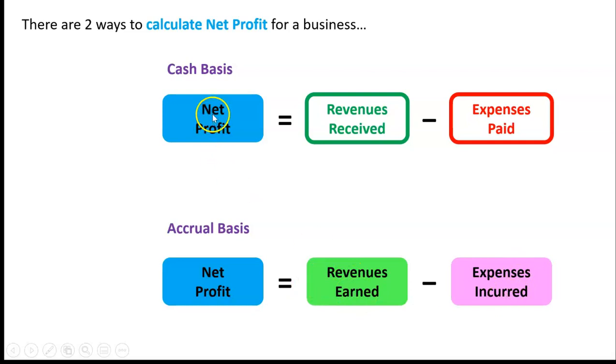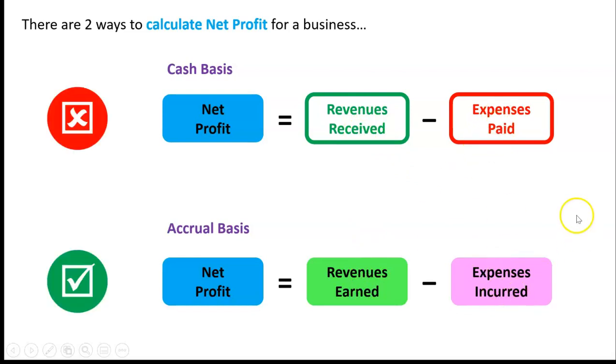What's different here? Net profit's the same. We've got the word revenue, the word revenue, the word expense, the word expense. What's different is here it says revenues received versus revenues earned. Expenses paid, expenses incurred. How are they different? Well, this one's wrong. We don't do this anymore. Maybe if you're a very, very small business and everything's cash, but nearly every business in the world today, we have to do this one.